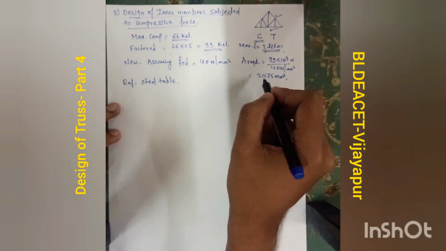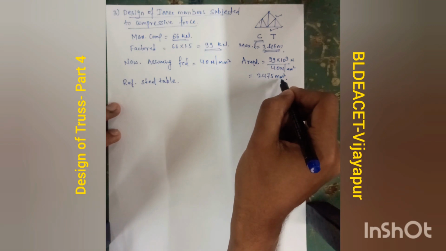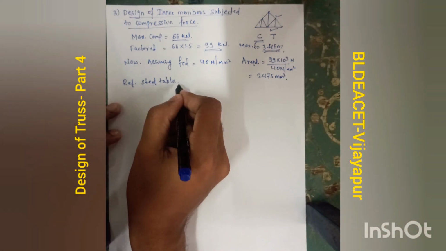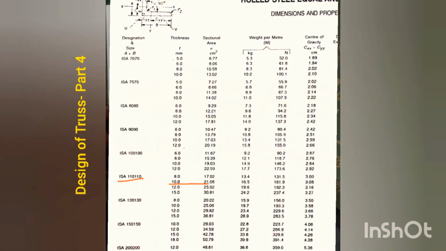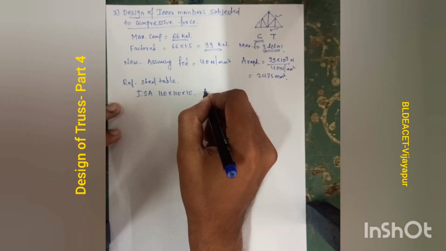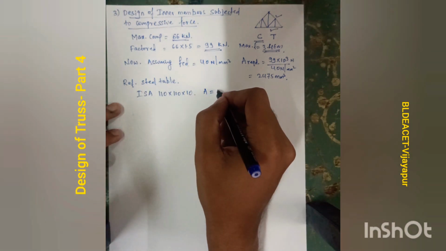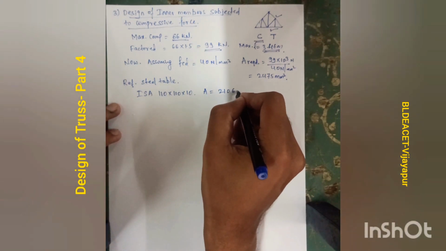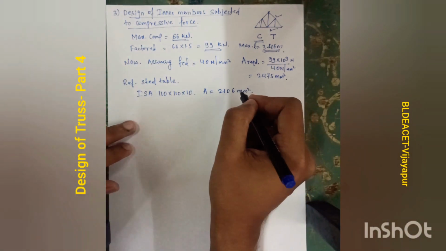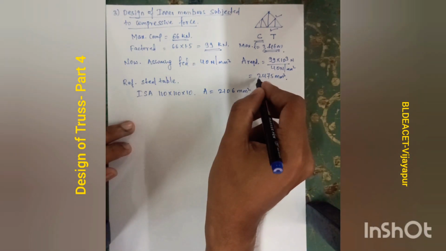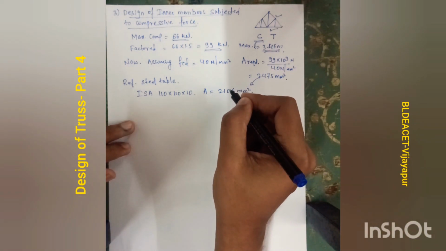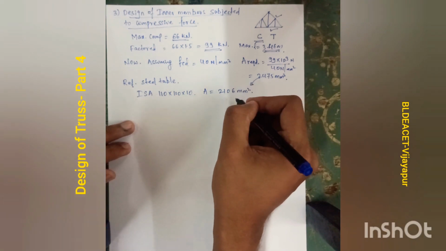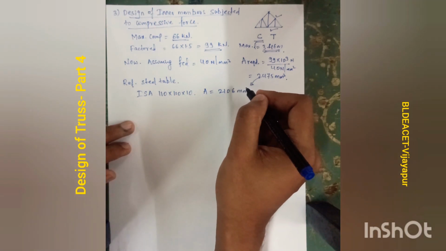Now referring to the steel table, we have to adopt an angle section having area equal to 2475 square mm. So here we will be adopting a single angle ISA 110 into 110 into 10 mm. Now the area of which is 2106 square mm. Now the area adopted is slightly less than this, no issues. If this angle is failing, maybe you have to adopt the next higher section. So this is a trial and error method.